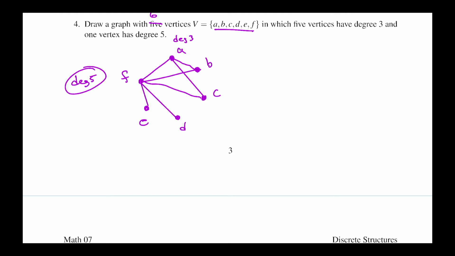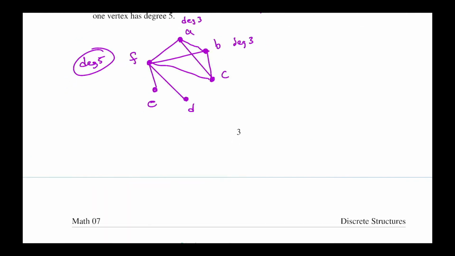So now let's move on to B. Let's make B have 3 edges, right? Because it's also supposed to have degree 3. So B has 1, 2 right now, so it needs a third. Where are we going to draw the third? I don't know. Let's just draw it to C. So now B's done. B has degree 3. Let's move to C. C has 1, 2, 3 already. So C is done. We can't do anything to C because it's already got 3 edges. So let's move on and go to the last one here.